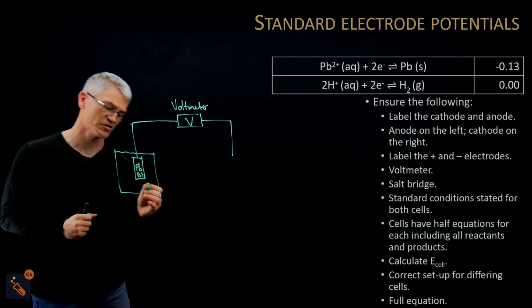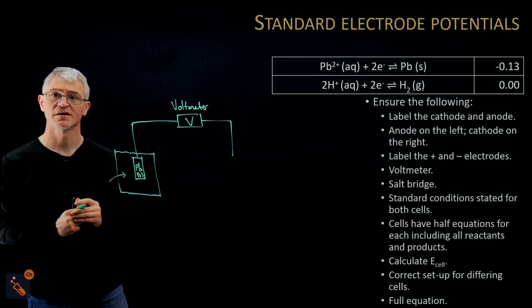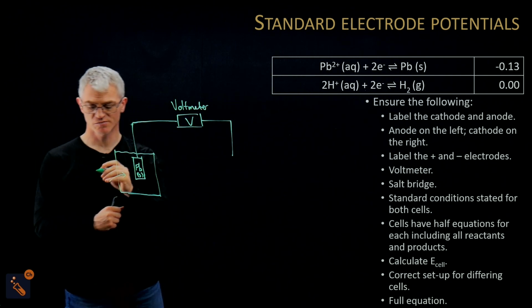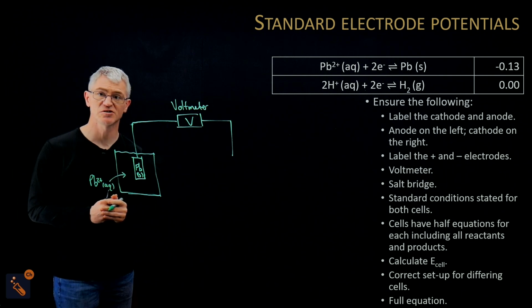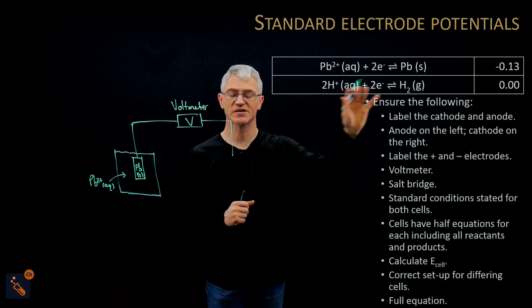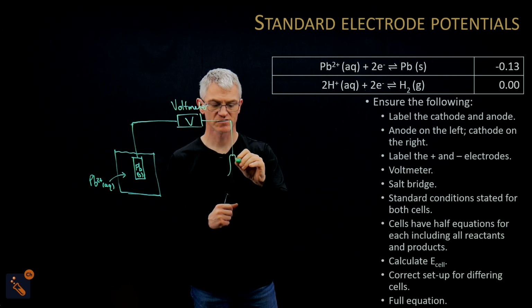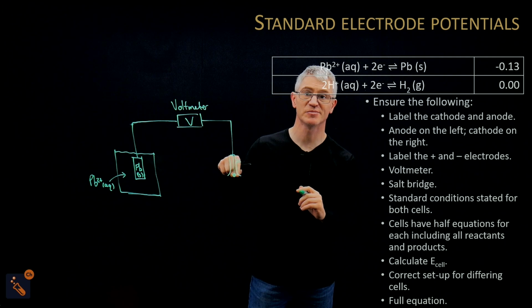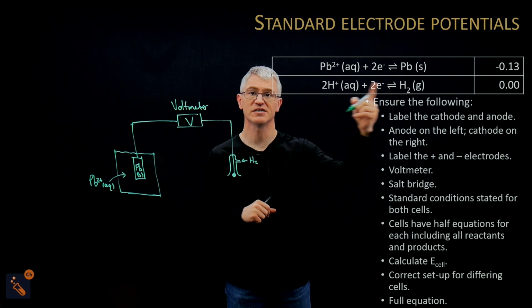So we've got a nice solution, and now we need to label that solution. We look up here and we go, oh, Pb2+ aqueous. So that's Pb2+ aqueous. Then we look at the other side, it's H+. We're going to need one of those funky shaped things, and then that goes down to a lovely electrode. You probably recognise that as a platinum electrode. And then my H2 gas is going in there.